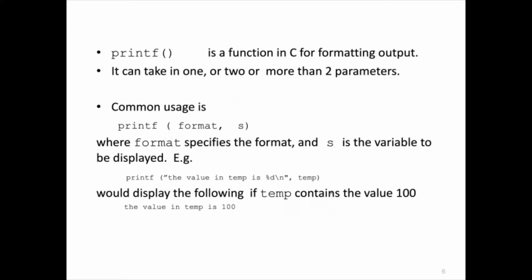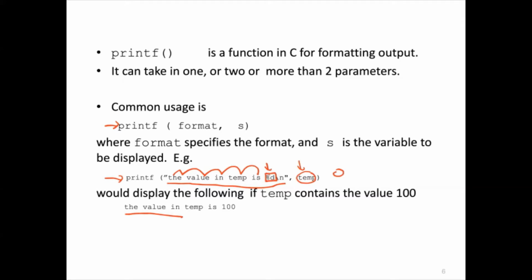The value in temp is, and this is some control parameter, percent. So it's percent d, and this means that we will take this and treat it as an integer, print it out, and then print out a new line. So in this case, temp happened to be 100, so this will be printed out. So the percent d indicates the type of variable. Okay, this is another example.